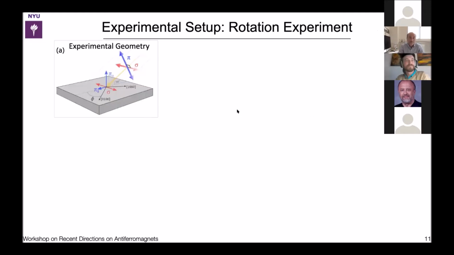So the experimental geometry is that we can vary the X-ray polarization. We have two types of polarization that I'll focus on in this talk: sigma, which is in the plane of the film, and pi polarization, which has components out of the plane.